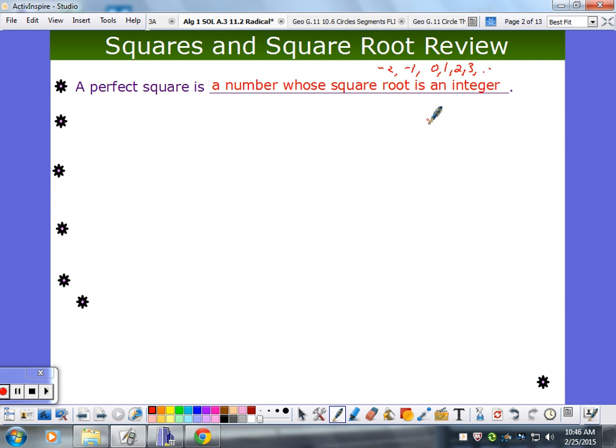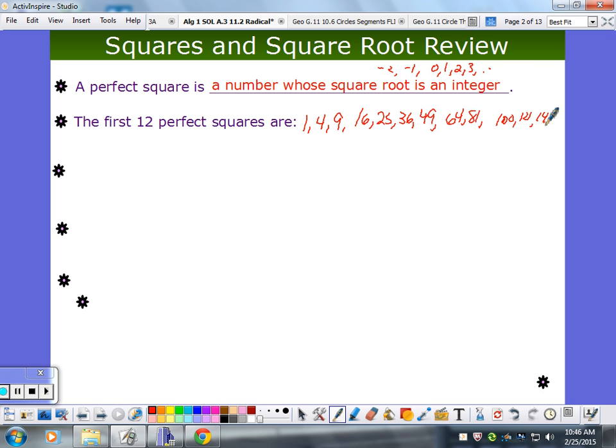Now if I'm taking a square root, I'm going to get an integer, so I'm not going to get a decimal. The first 12 perfect squares are: 1, 4, 9, 16, 25, 36, 49, 64, 81, 100, 121, 144. A lot of you know these. If you don't, let's at least get those first 12 perfect squares, because we have to be able to say, oh wait, this thing's a perfect square. It's easy to take the square root of a perfect square.